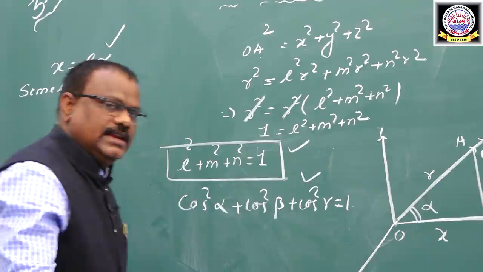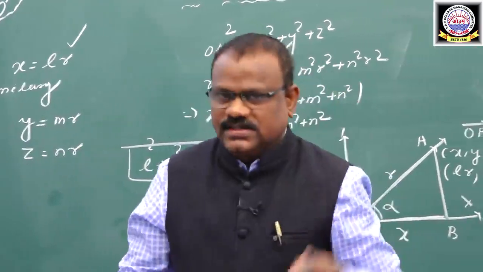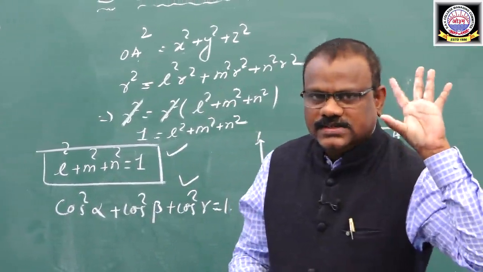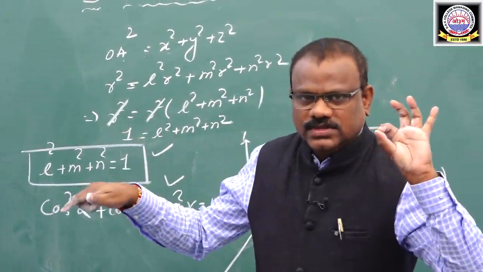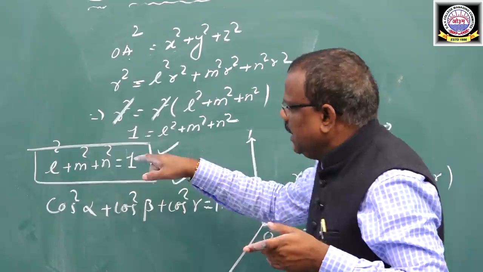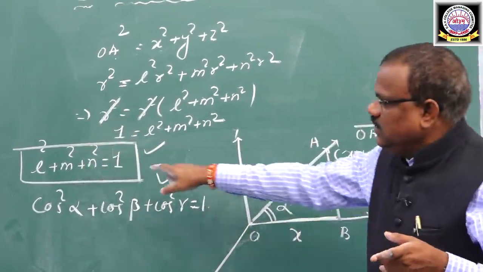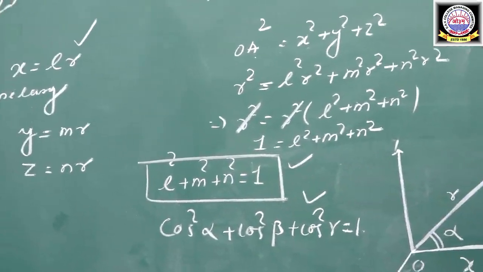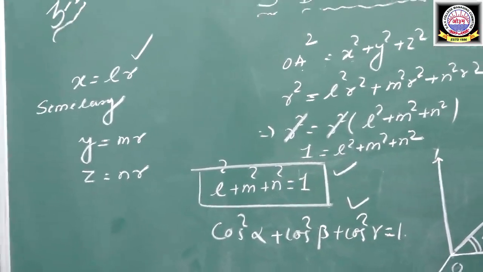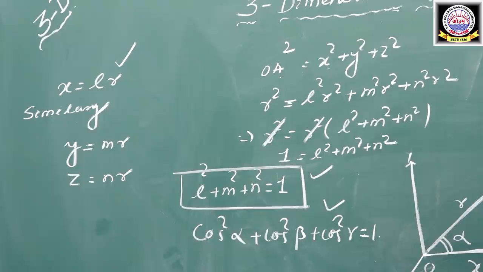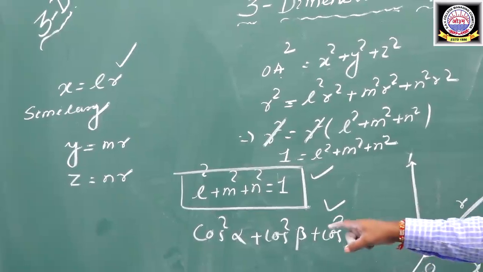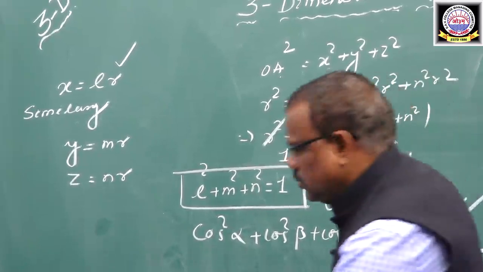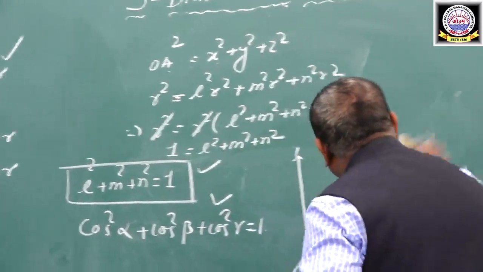Simultaneously we got two things. What is that? The coordinate of a point in space, how it is related to direction cosine. And by doing this, I got a relation among the direction cosines, that is L square plus m square plus n square is equal to 1, or cos square alpha plus cos square beta plus cos square gamma is equal to 1. One small question to you.